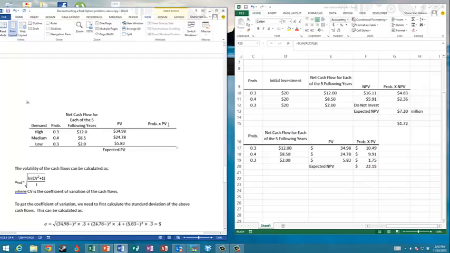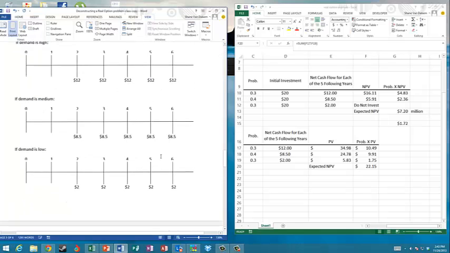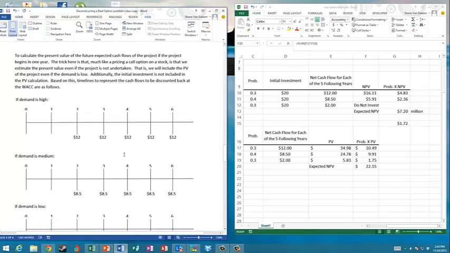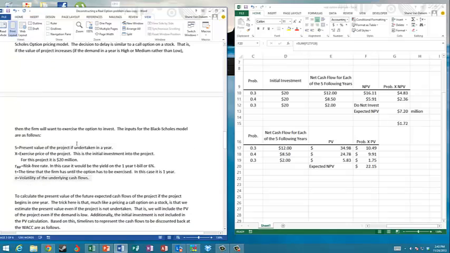So I already have my present value amounts calculated here. I'm multiplying my probability by the present value, and I get 2.49, 9.91, 1.75, with an expected present value of 22.15. So that would be my S value, my stock value in my Black-Scholes option pricing model.